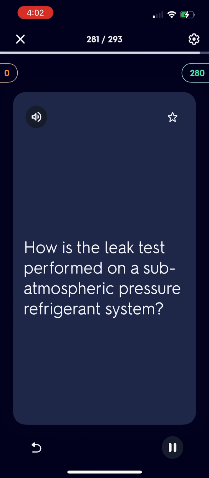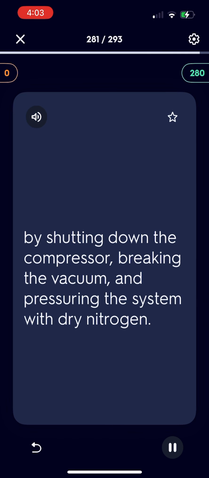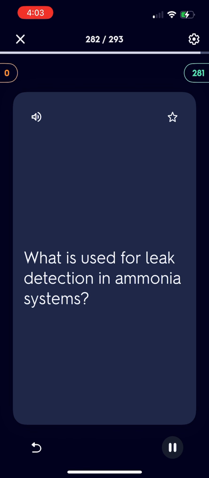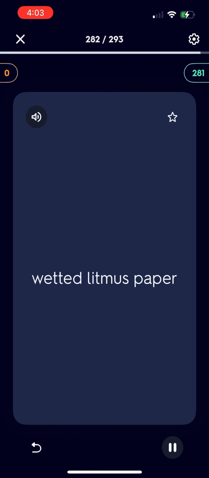How is the leak test performed on a subatmospheric pressure refrigerant system? By shutting down the compressor, breaking the vacuum, and pressuring the system with dry nitrogen. What is used for leak detection in ammonia systems? Wetted litmus paper.